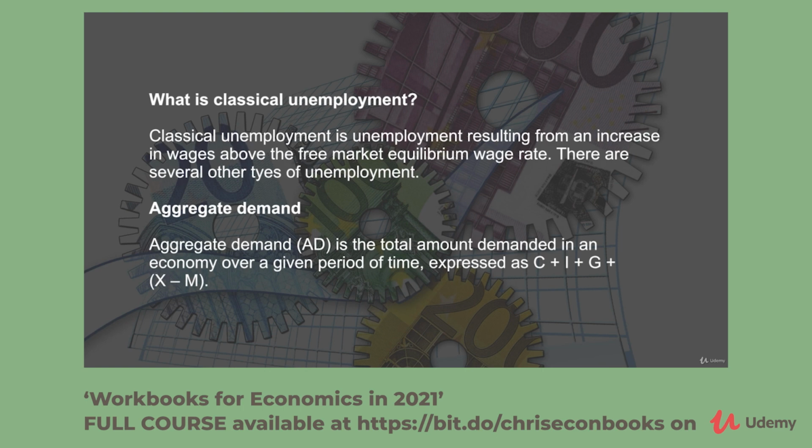M is imports. Now, exports is where goods and services leave the country, and money comes in. Therefore, exports and government spending and investment are all injections into the circular flow of income. Savings, tax, and imports are leakages from the circular flow.